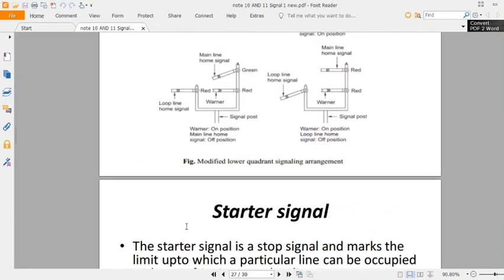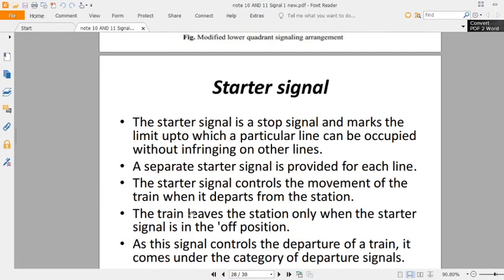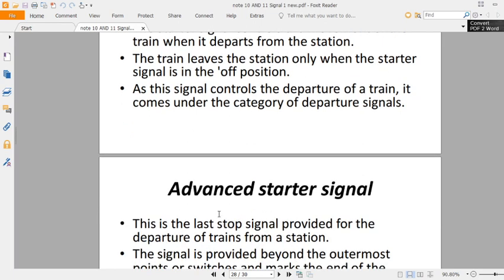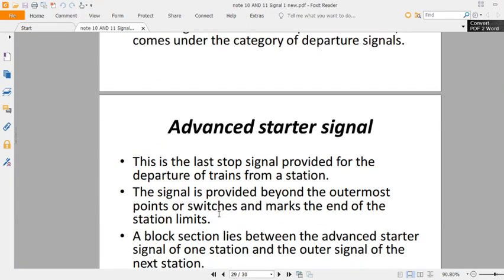So our outer signal, home signal and routing signal are all meant for the reception of the train. So they fall under the category of reception signals, and they are placed at a point where the trains are approaching in that direction. But the starter signals are placed near the end of the station, and mark the end of the station. After the starter signal, another signal is provided that is called the advanced starter signal.